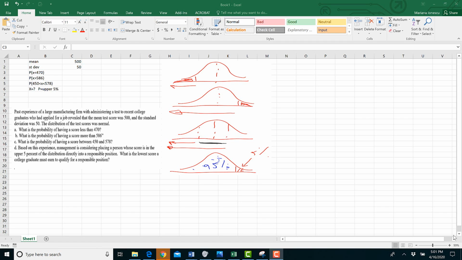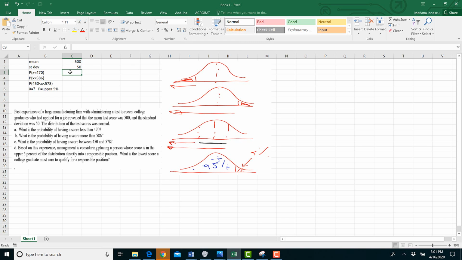Past experience of a large manufacturer firm with administering a test to recent college graduates who had applied for a job revealed that the mean test score was 500 and the standard deviation was 50. The distribution of the test scores was normal. We need to calculate the probability of having a score less than 470. We are going to solve this question using the normal distribution function in Excel.